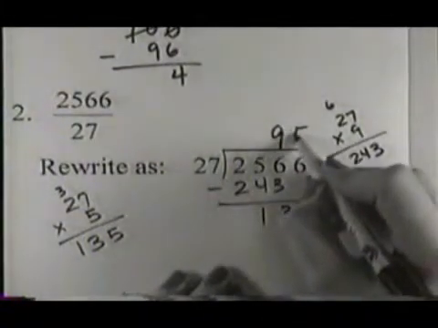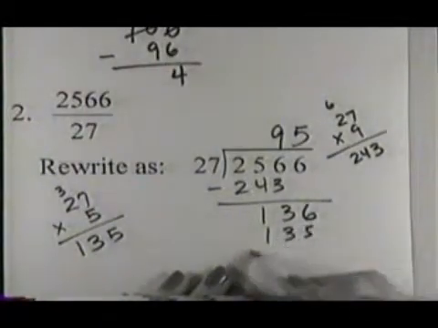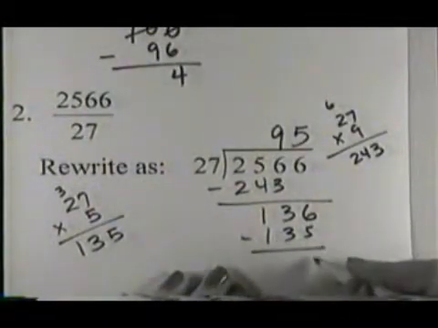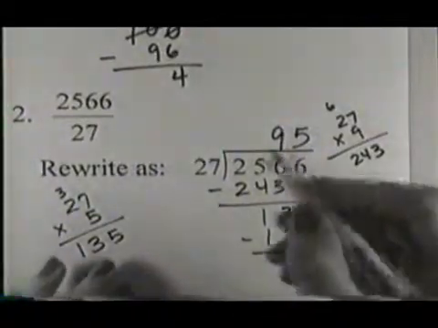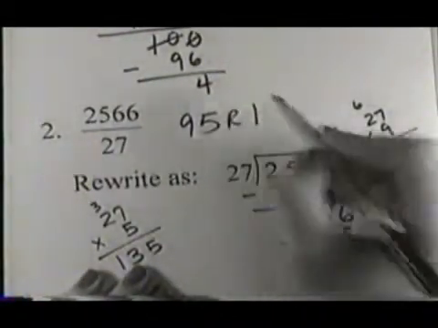Okay, so that'll go 5 times, and then 5 times 27 is 135, as we just discovered there. Subtract, and the remainder is 1. So our answer here is 95, remainder 1.